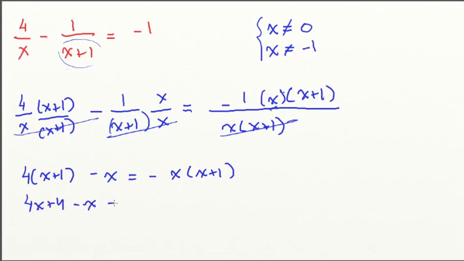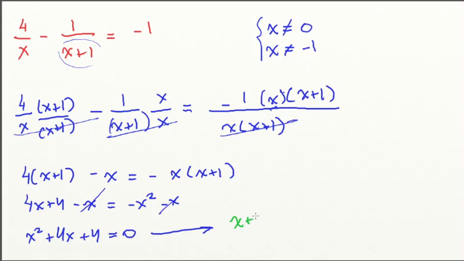So 4x plus 4 minus x is equal to minus x squared minus x. And now we can get those to the left-hand side. So we will arrive at a quadratic, which is x squared. We can get rid of this negative x, which is the same on both sides, plus 4x plus 4 equal to 0. This is actually quite a simple quadratic. If you analyze this, you should be able to easily factorize it into x plus 2 squared. This is a perfect square.